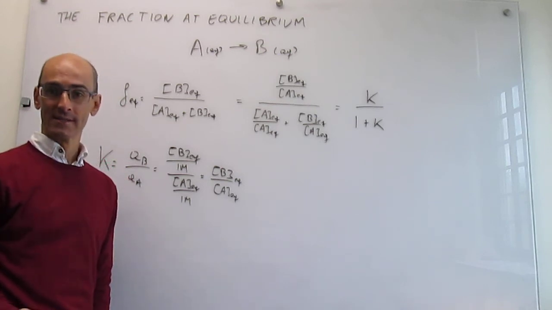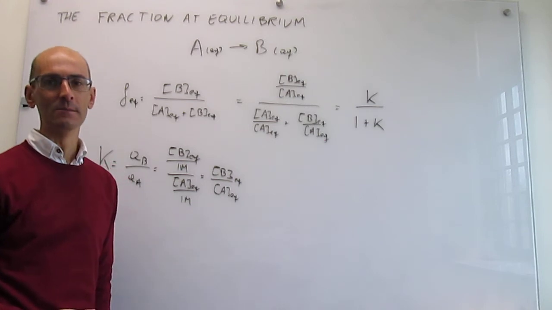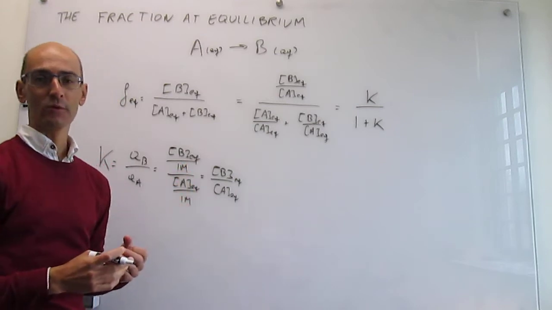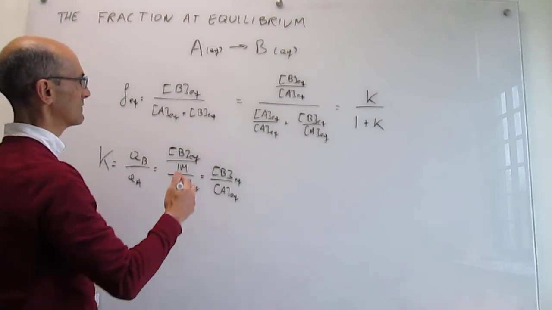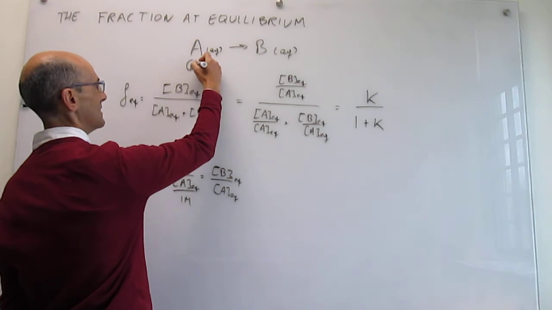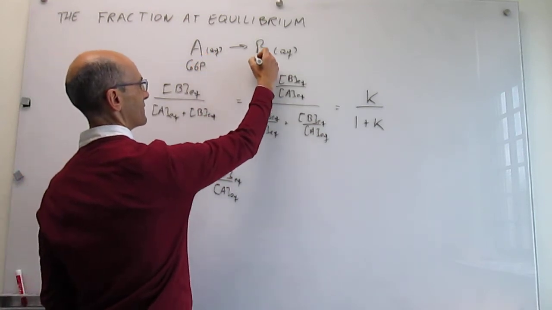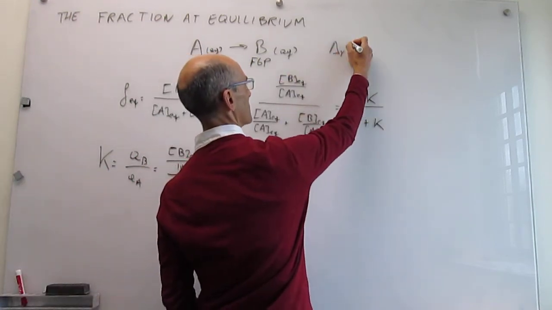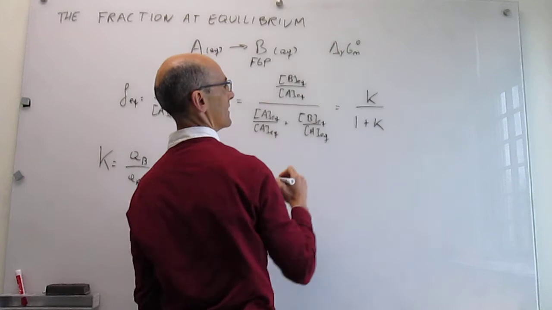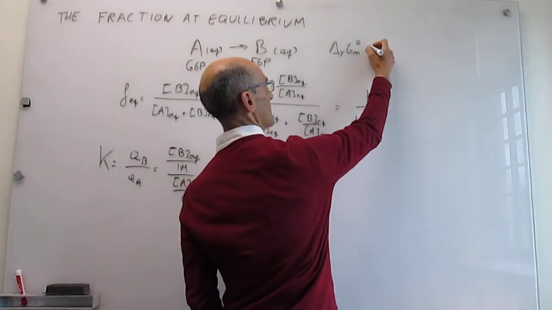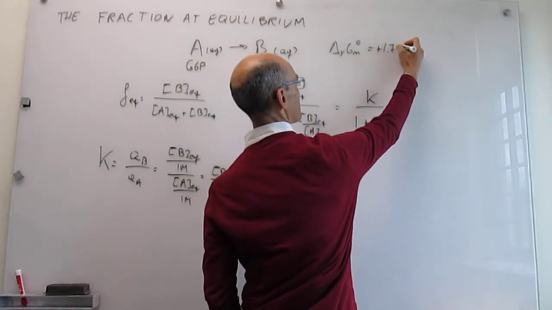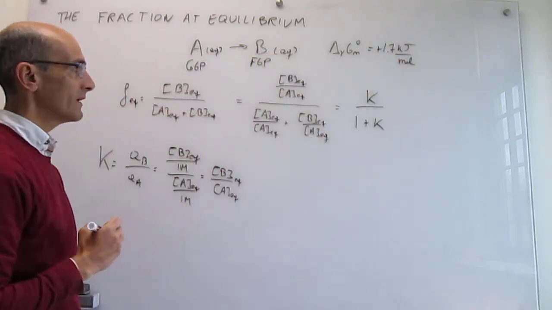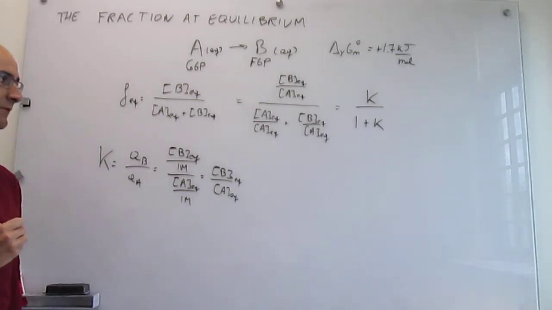Let's try to do a numerical example to just illustrate again how simple this is. Now we're going to consider that these are the actual fructose 6-phosphate and glucose 6-phosphate, which I can write simply as G6P and then F6P. And we actually know that the reaction Gibbs energy for this process under the standard state is plus 1.7 kilojoules per mole.